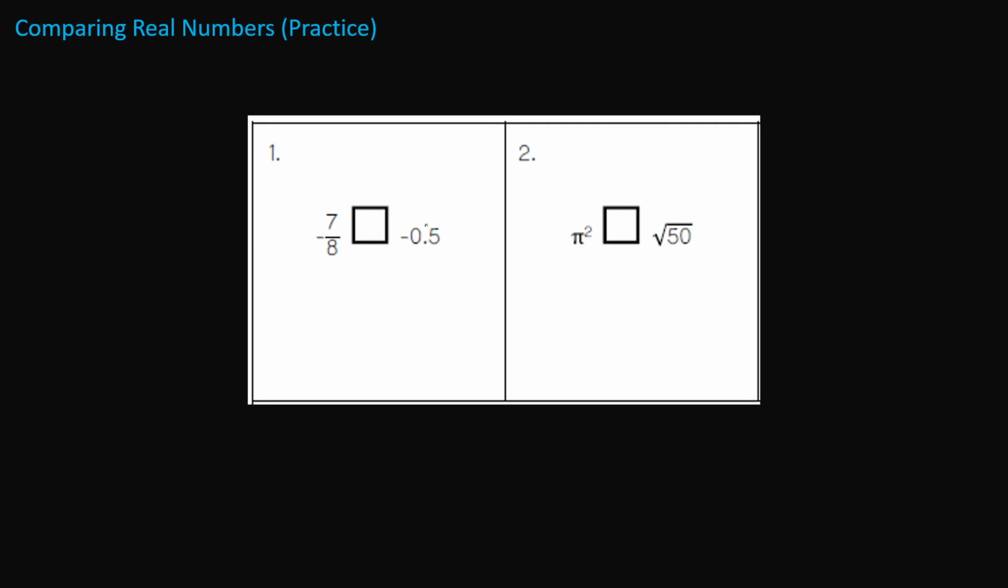So let's do a little bit more comparing real numbers practice. We're going to fill in the inequality symbol that best describes the relationship between these two numbers. So looking at number 1, we're comparing -7/8 to -0.5.